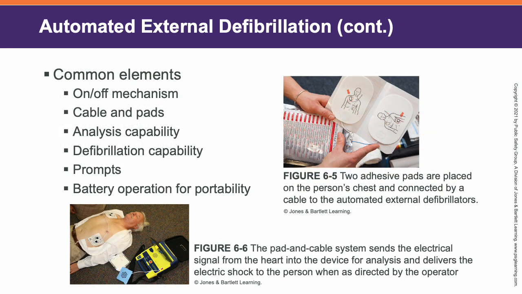Some of the common things you're going to see on an AED, it will have an on-off mechanism. This one, the big red button, is to turn it on. It will have pads attached to a cable. So here's the pads and what they look like. They come attached to a cable that plugs into the machine. It has the ability, again, to analyze the heart rhythm and determine whether it's normal or not, or if it needs a shock.